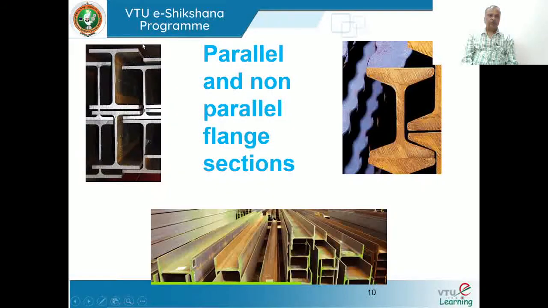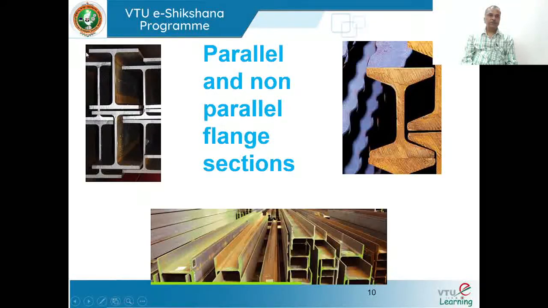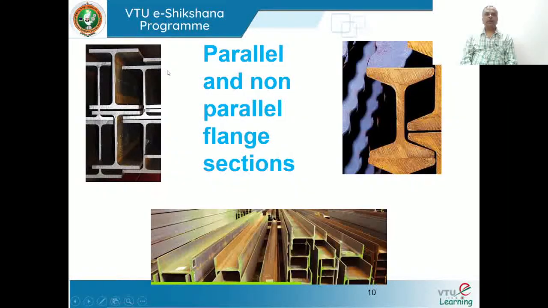What is important in this particular section is how this flange looks like. And if you see the top layer of the flange and the bottom layer of the flange, they are parallel. So that is the reason these types of cross sections are referred to as parallel flange sections, where the top face and the bottom face of the I section are parallel. But if you see on the other hand, the photo shown in the right side, this is the I section referred to as the non-parallel flange sections.